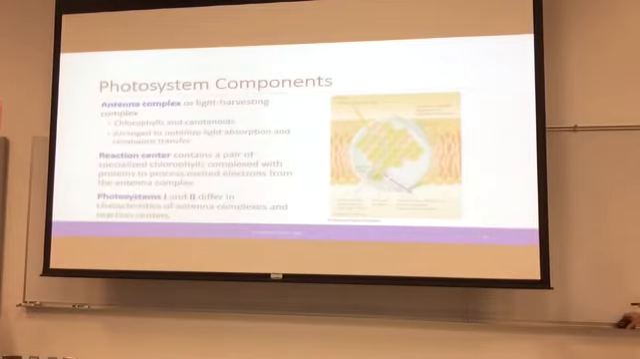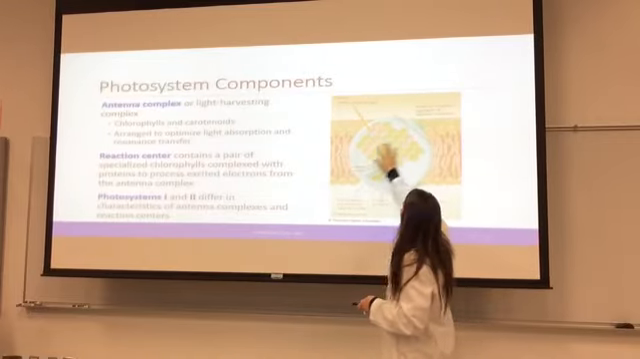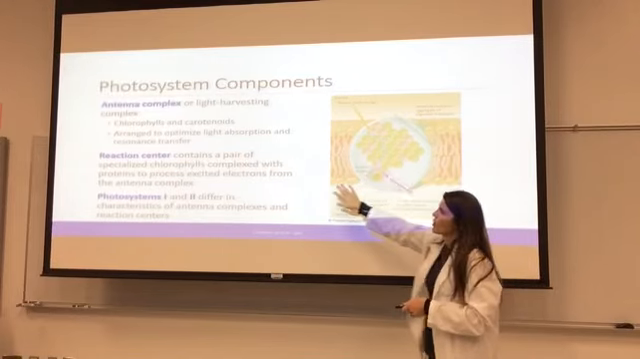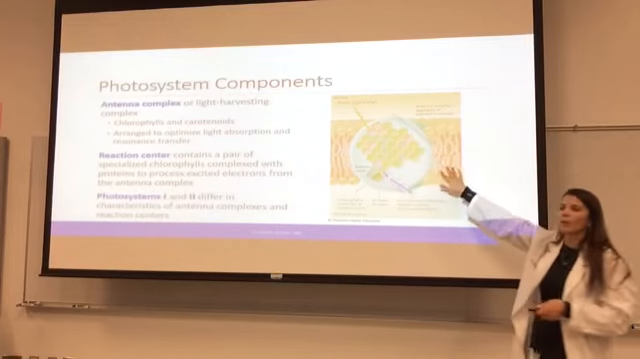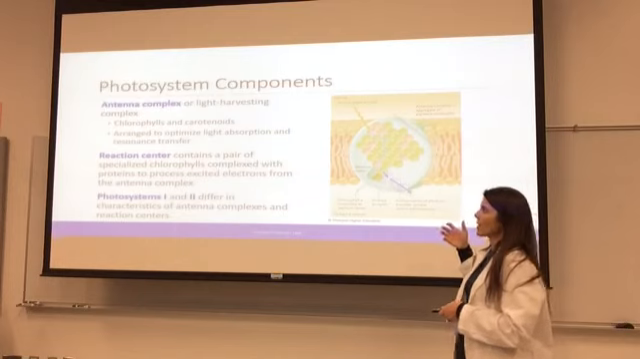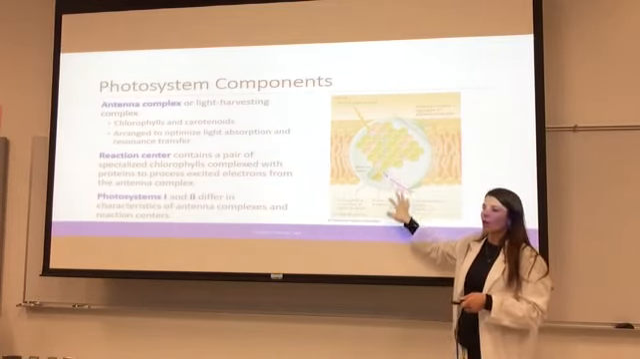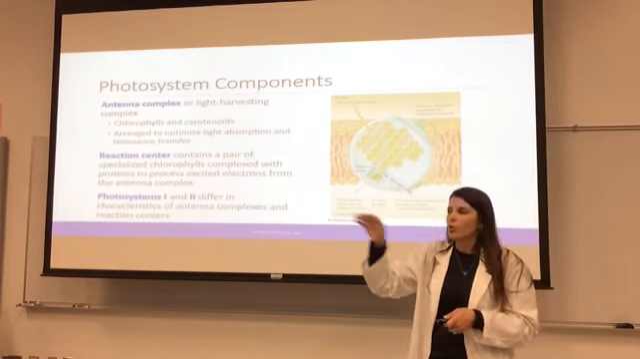Now, here's again this same diagram, but you can see that I have the antenna complex defined and the reaction center defined, so that you can have them both in words. The antenna complex is filled with the pigments that are responsible for absorbing the different wavelengths of light, and the reaction center is where those electrons are going to be manipulated and transferred.